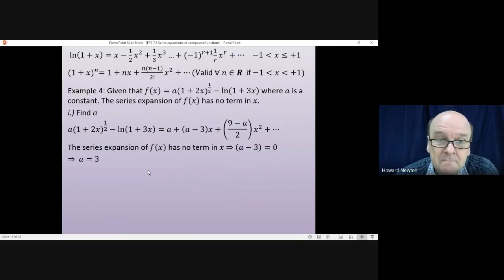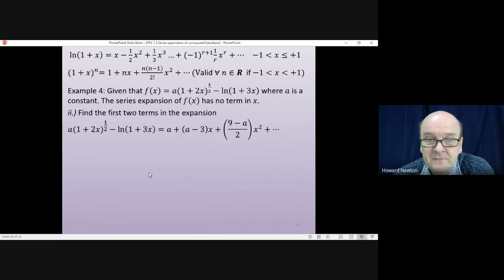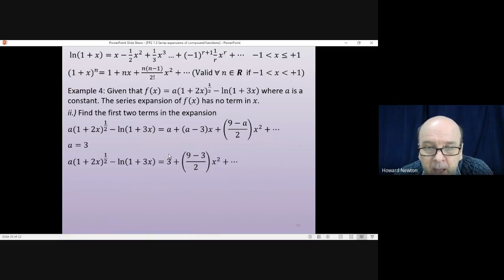That's part 1 done. Part 2 asks us to find the first 2 terms in the expansion. Well, we can do that now because we've worked out that a equals 3. So substituting in a equals 3, the first 2 terms, well, the first term will just be 3. The term in x vanishes. So the second term will be this one, the 9 minus 3 over 2 times by x squared. And that simplifies to 3 plus 3x squared.